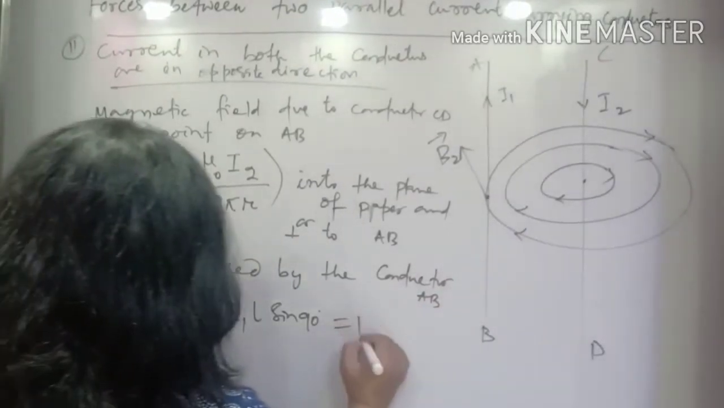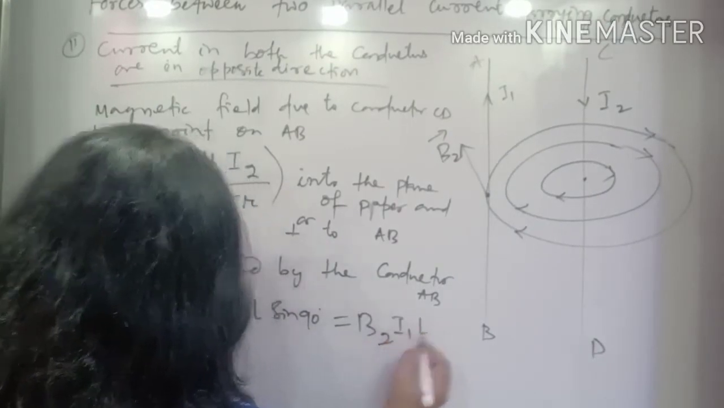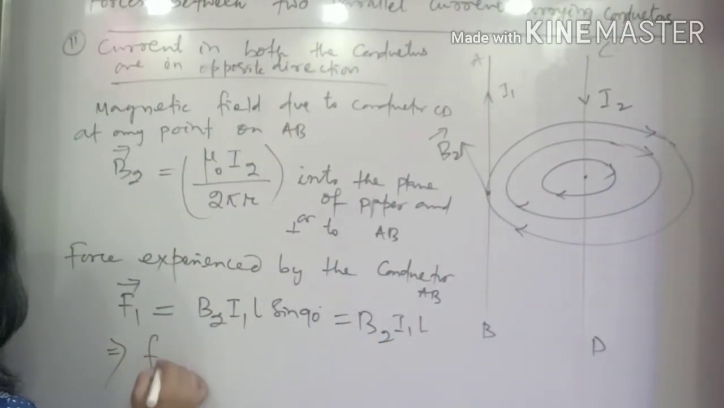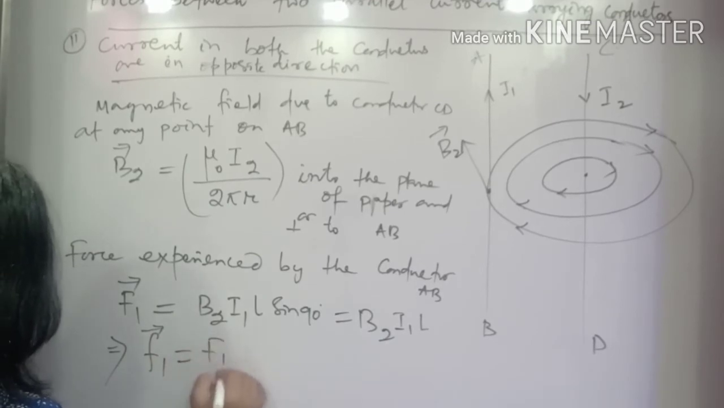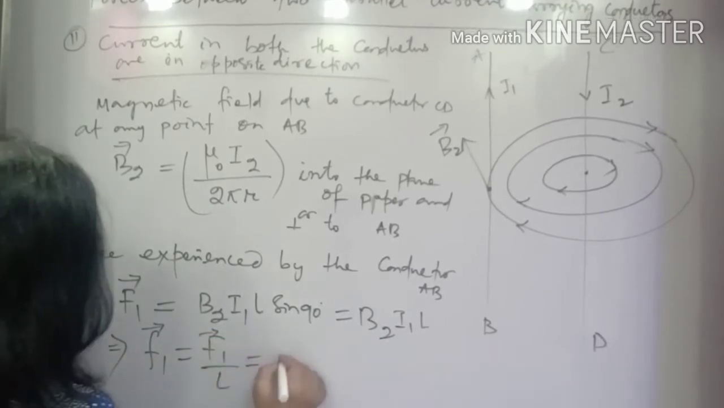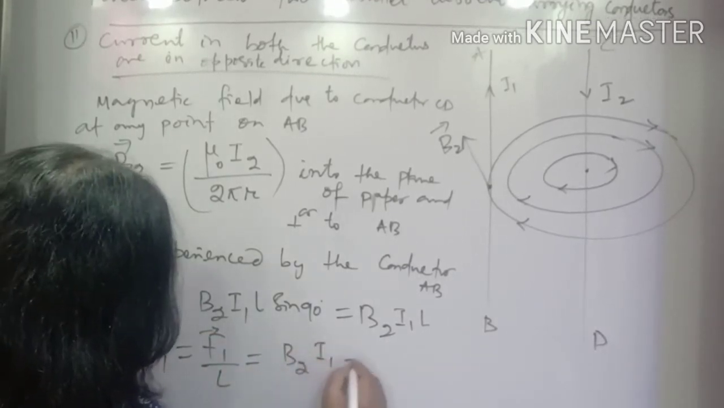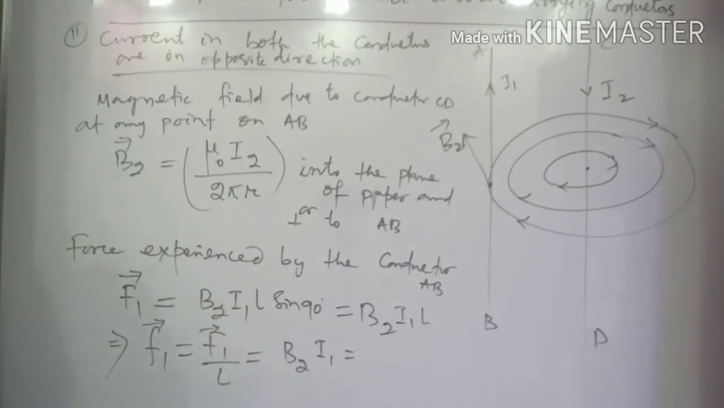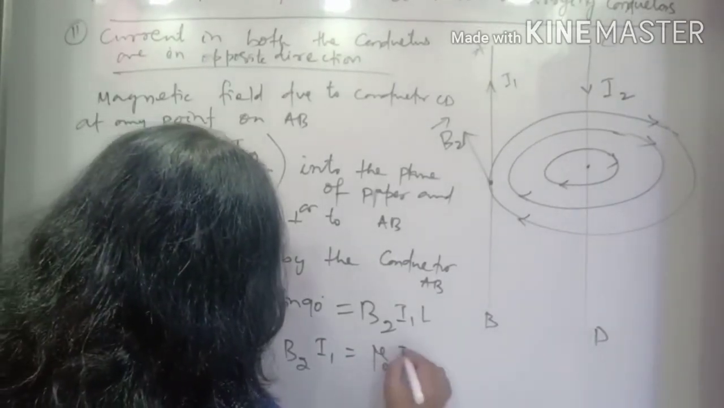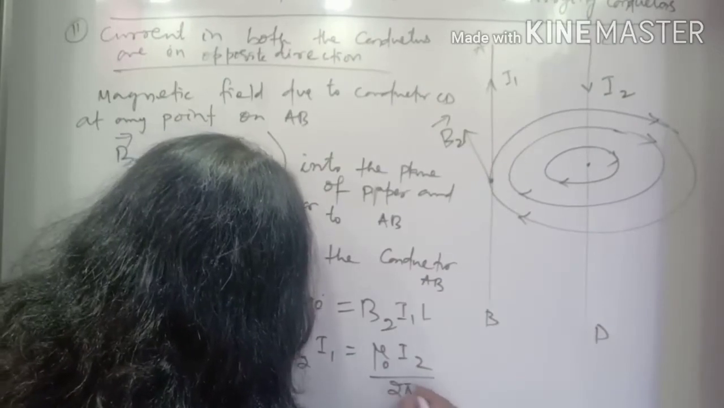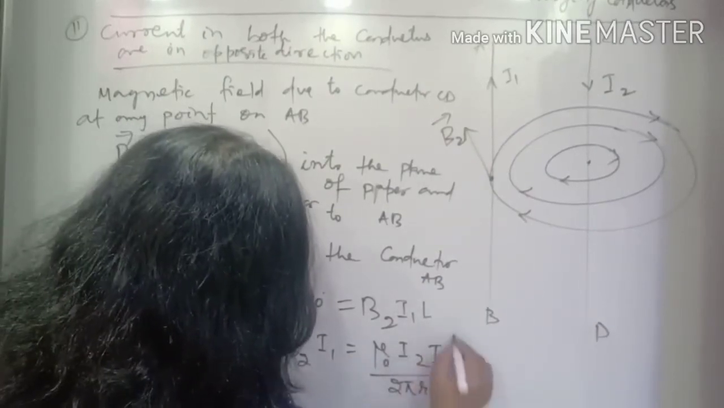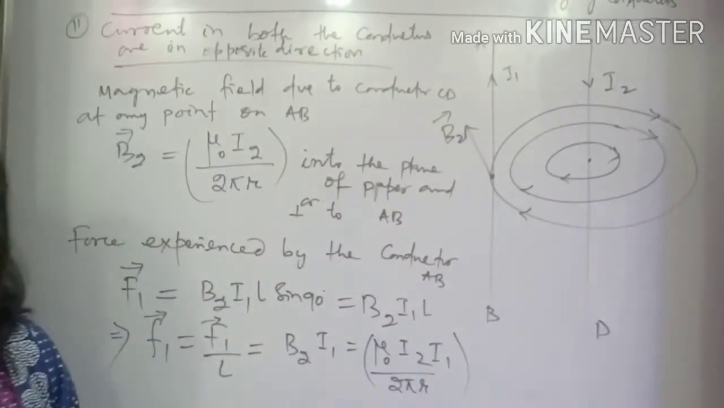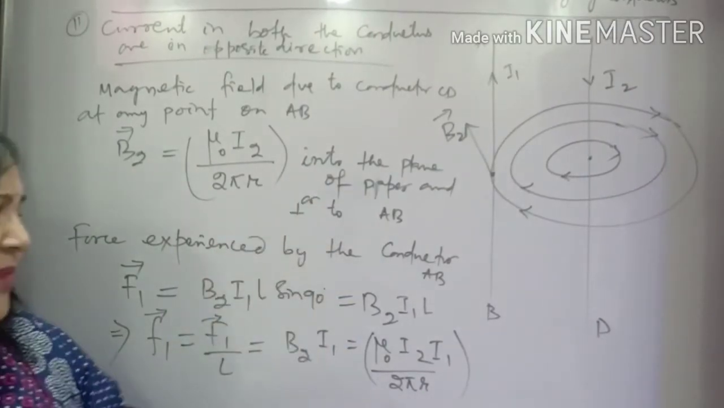Now that is the same as B2 I1 L. Or if I am taking this small F1, that is force per unit length, this is F1 by L. Now this will be equal to what? B2 I1. Now if I replace the magnitude of B2, what is the value? This is mu naught I2 by 2 pi R into I1. So again we have seen that the magnitude of the force experienced by this conductor AB comes out the same.